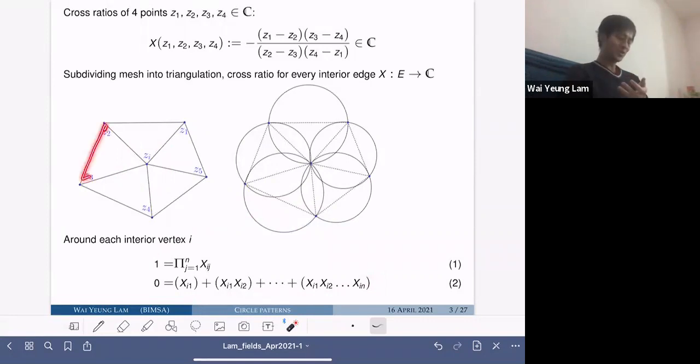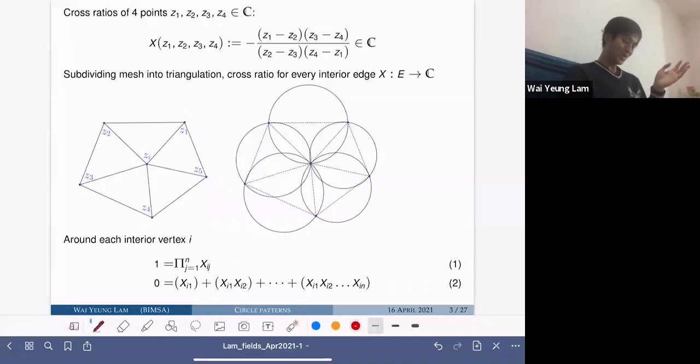So if you give me some triangle, and you tell me the cross ratio of this edge, then I know how to figure out this triangle. And then if you tell me the cross ratio for this edge, I know how to lay out the second one. If you keep doing this and go once around, the original triangle may differ from the last one by a Möbius transformation.